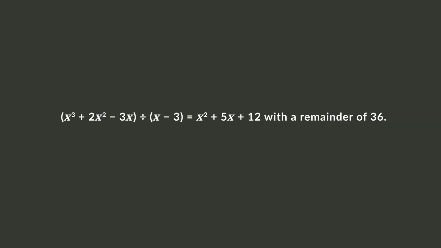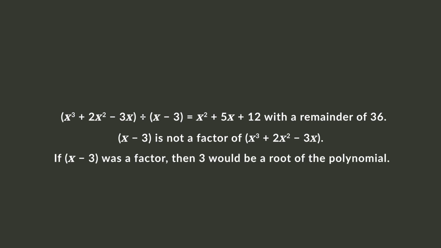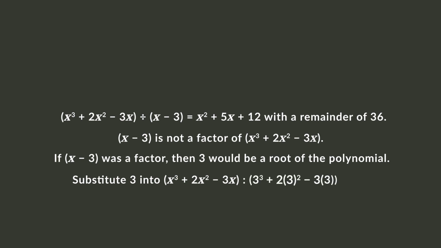For example, we found that x minus 3 is not a factor of x cubed plus 2x squared minus 3x because we did the long division calculation and got a remainder of 36. The root of the expression x minus 3 is 3 because this is the number that will make the expression equal to 0. If we took this value of 3 and substituted it for x, we know it will not make the polynomial equal to 0 because 3 is not a root of the polynomial. But what would happen instead? We would get an answer of 36, which is the same as the remainder.